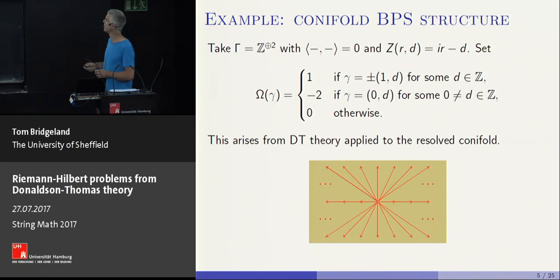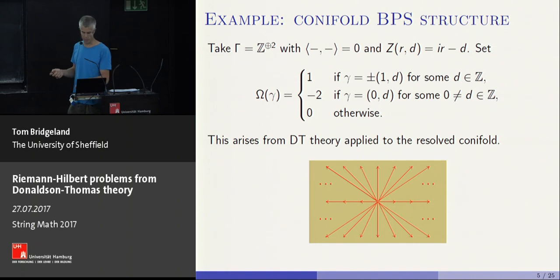Are we happy with that? This sort of diagram is good to bear in mind. I call it the ray diagram, and these things I call the active rays. These are the things spanned by Z of gamma where gamma has non-zero BPS invariant.